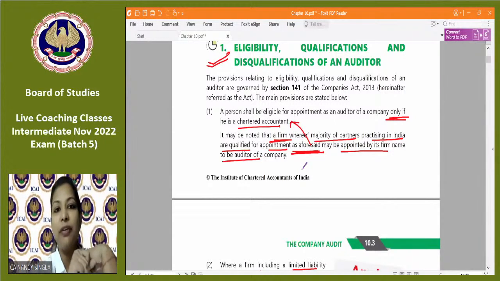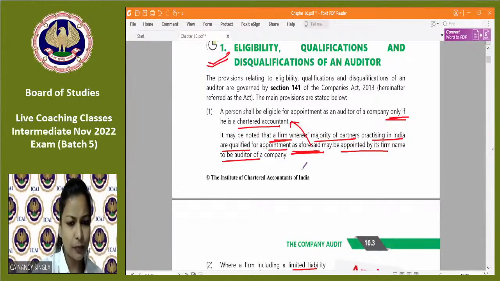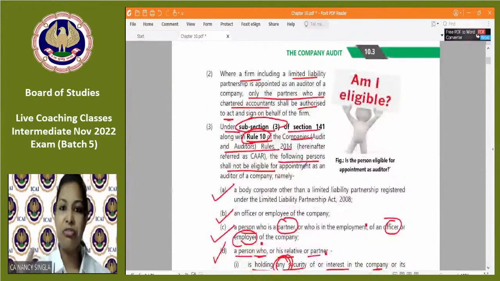minutes. देखो 141 क्या था? Eligibility, Qualification and Disqualification. ठीक है? बहुत सिंपल है. देखो 4 सबसेक्शन है. पहला क्या कहता है, ओनली सीए फर्म है तो मेजॉरिटी ऑफ द पार्टनर्स प्रैक्टिसिंग इन इंडिया शुड बी एलिजिबल एज अपोइंटेड. सेकंड क्या कहता है, फर्म है, एलएलपी है तो ओनली सीए पार्टनर इज ऑथराइज्ड टू एक्ट एंड साइन.